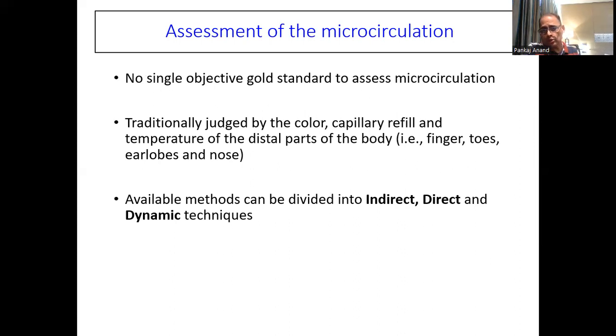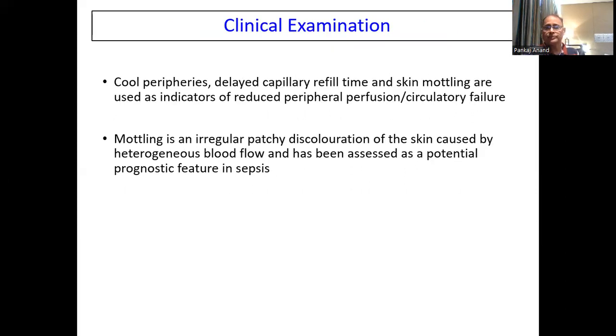Now, unfortunately, there is no single gold standard test to assess the microcirculation. It has traditionally been judged by the color, capillary refill, and temperature of the distal part of the body. Whatever the available methods are, they can be divided into the indirect, direct, and dynamic techniques.